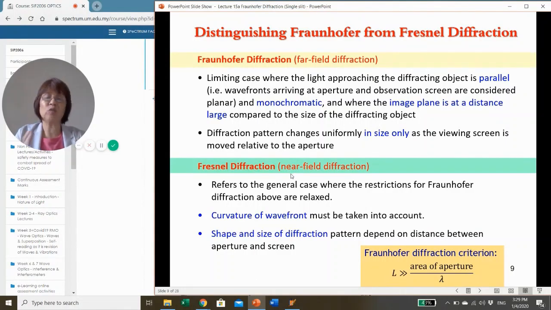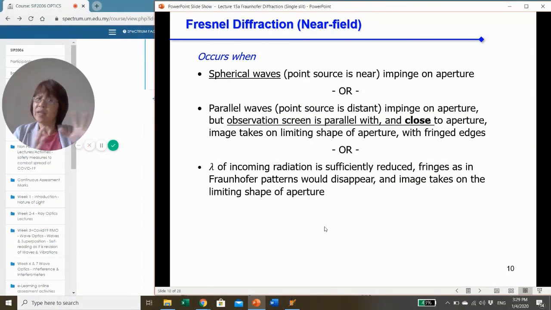But when you look at Fresnel diffraction, which is near field, the screen is very near, or the source can be near, so that the wavefront is no more a plane wavefront, but a curved wavefront. So you must take that into consideration. You'll find that the shape and the size of the diffraction pattern change as the screen is placed at different distances from the aperture, of course not too far away either, because then you may come into this condition. For the Fraunhofer diffraction criterion, the distance from the aperture to the screen must be much larger than the area of the aperture divided by lambda.